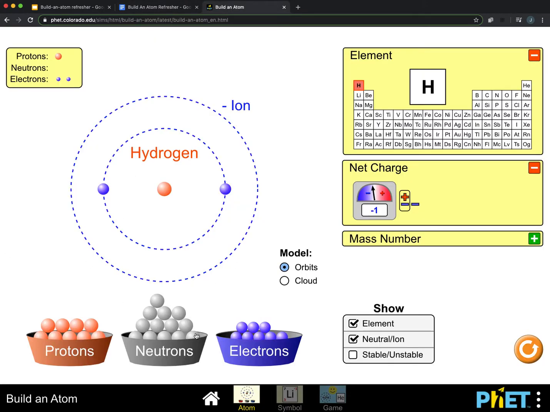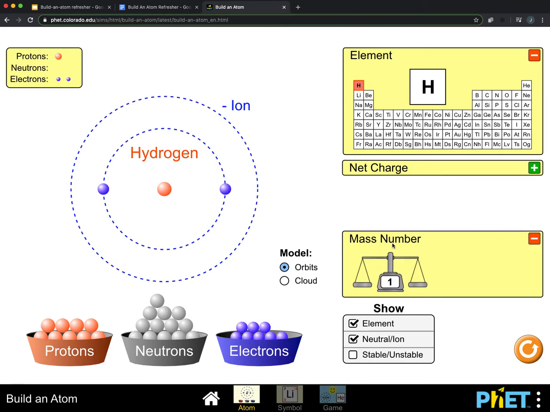So we can test that here in the build an atom, right? So if I now open up the mass number, you can see the mass number is 1 because there's 1 particle in the nucleus. Let's go ahead and make that neutral so we know it's neutral. So if I add a neutron here, mass number's jumped up to 2. Because I have 2 particles inside the nucleus.